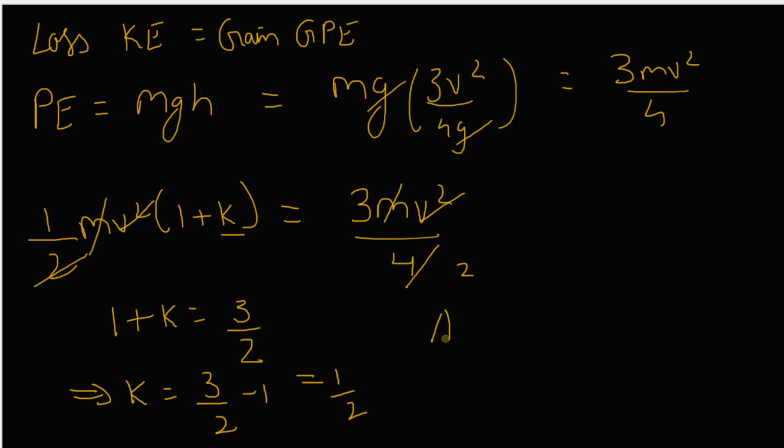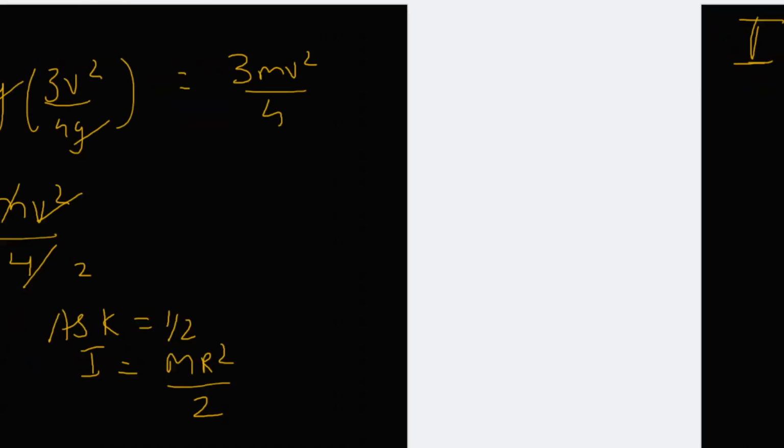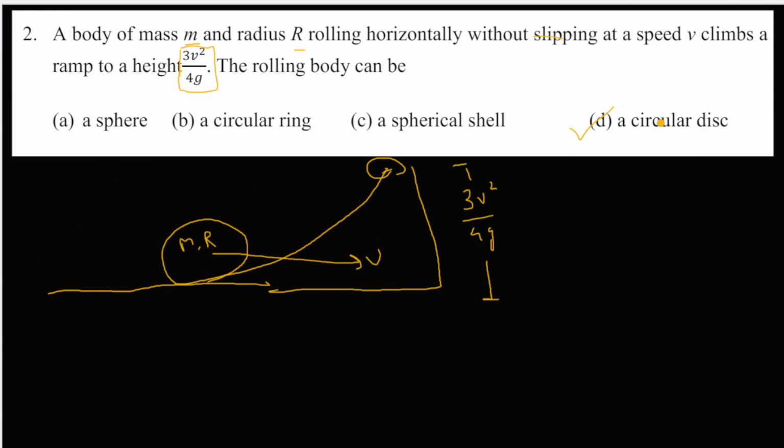So as k is equal to 1 by 2, the moment of inertia of our body is 1 by 2 mr square, mr square by 2. Now we know that the moment of inertia of a circular disk is going to be 1 by 2 mr square, mr square by 2. So therefore we can say that the object is a circular disk, and we are done.